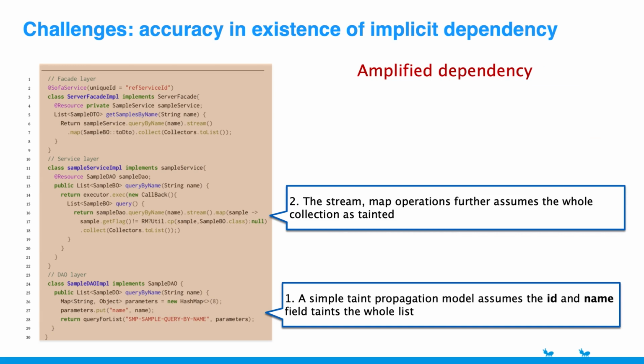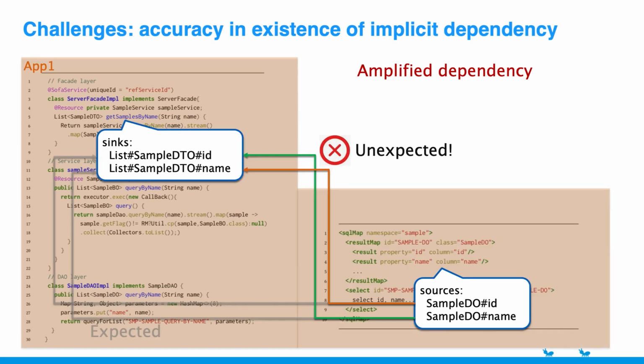There are also implied dependencies. For example, when putting the ID and name fields of a DO object into a list, a simple taint propagation model assumes the whole list gets tainted. And furthermore, container operations such as the stream and the map also assume that the whole collection is tainted. As a result, two false positive paths are reported.